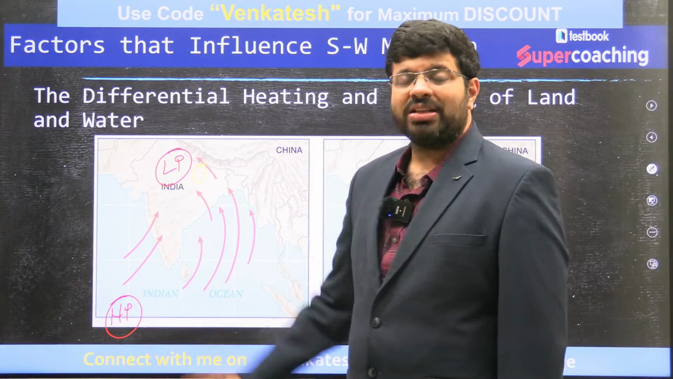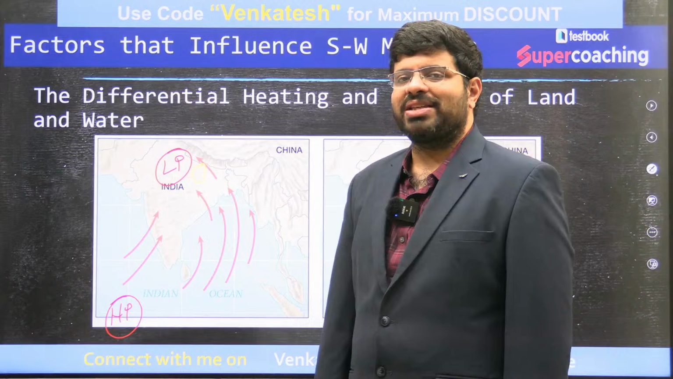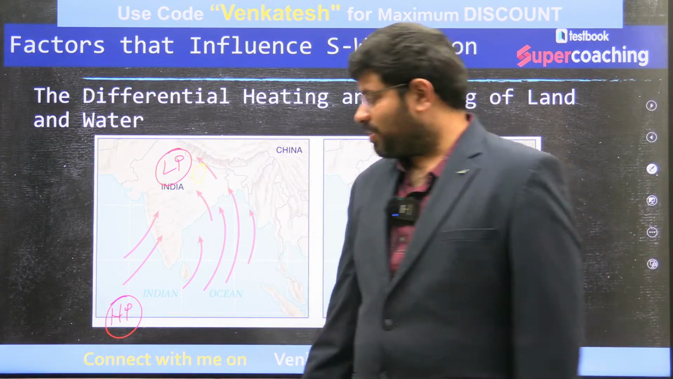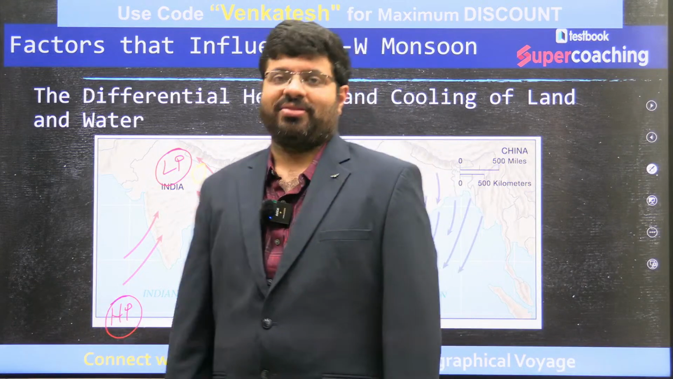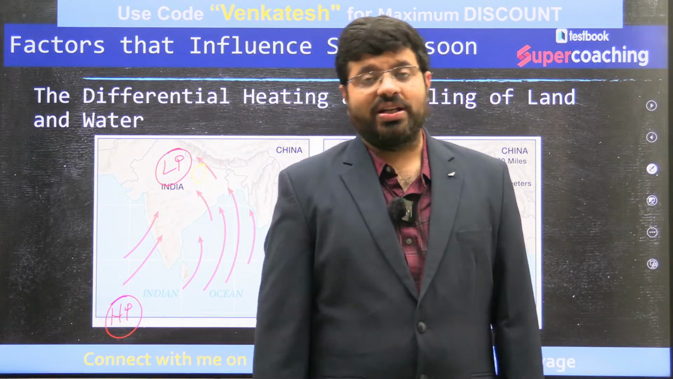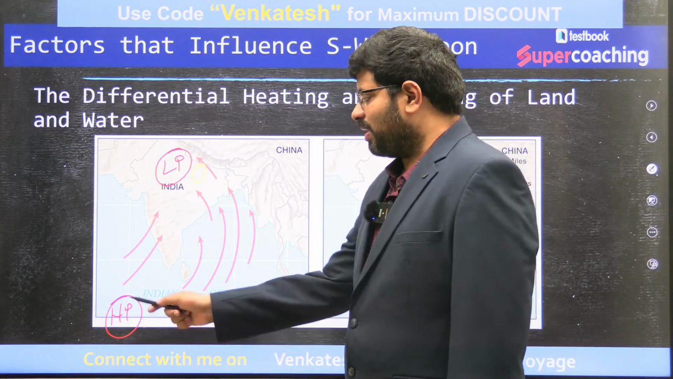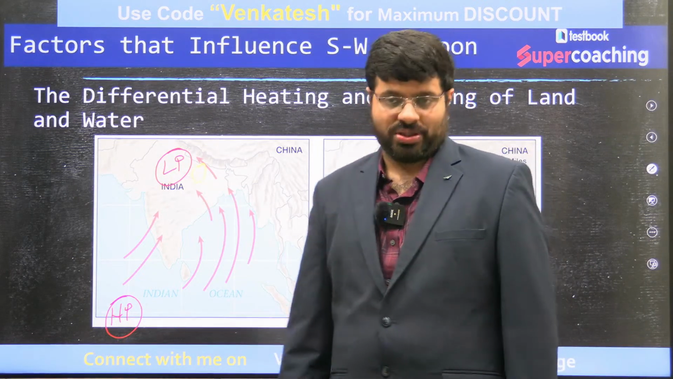Favorable. What are the favorable factors of monsoon? You have to see it from an angle of low pressure area on the Indian landmass, high pressure area of the Indian Ocean. When there is a high pressure area of the Indian Ocean and low pressure area here, that is when the winds will always enter from high pressure to low pressure.